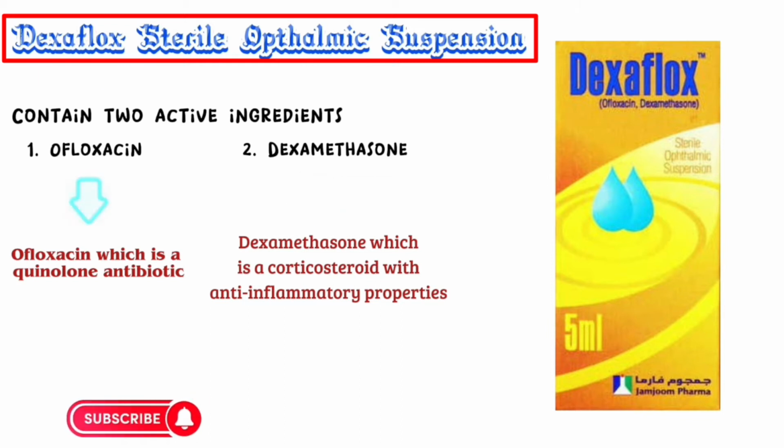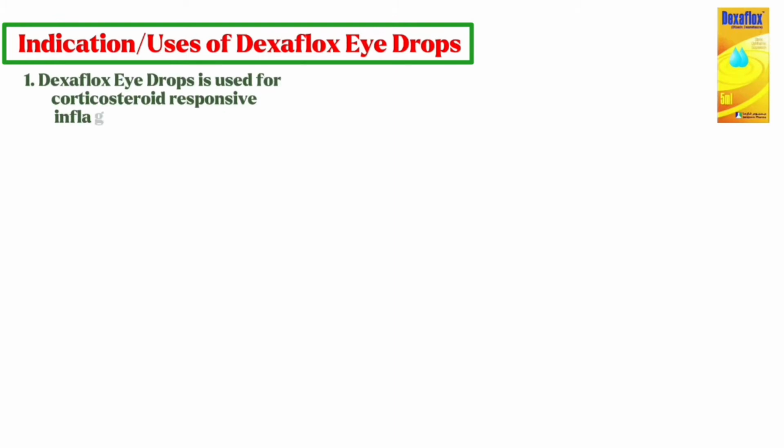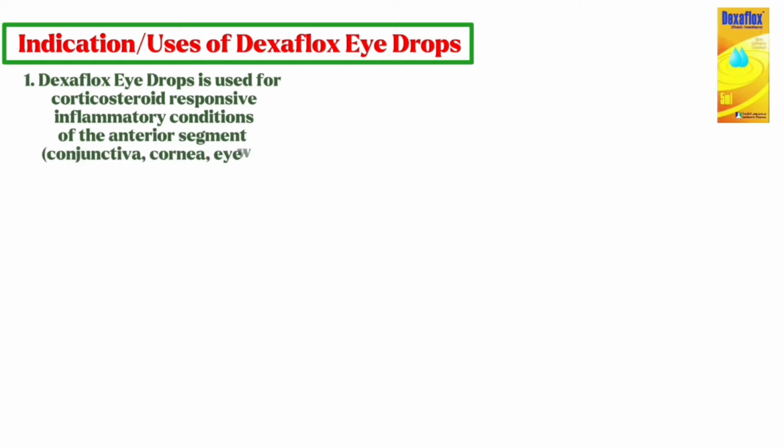Let's start with Dexaflox drop indication. Indication or uses of Dexaflox eye drops. Eye drops is used for corticosteroid-responsive inflammatory conditions of the anterior segment: conjunctiva, cornea, eyelid. Steroid-responsive inflammatory conditions are those inflammatory disorders that will respond to corticosteroid treatment.